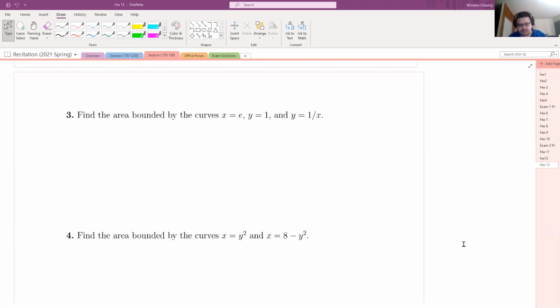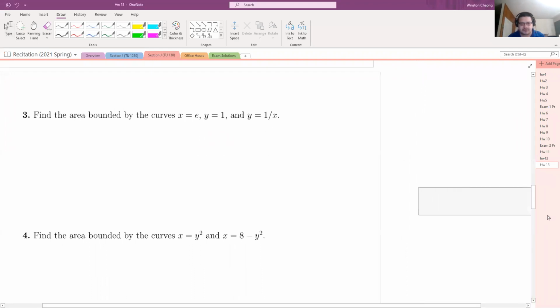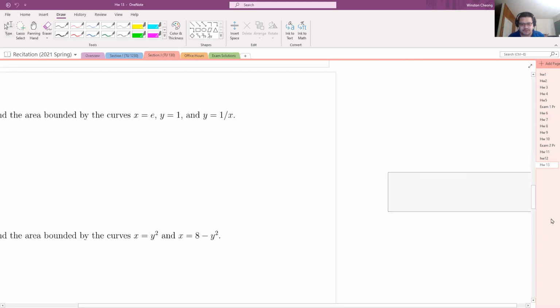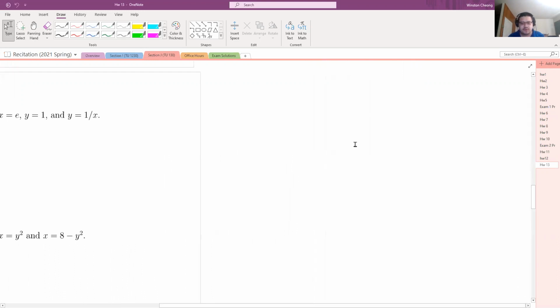Well, so there's two pages for today. The first page is all about this idea of area between curves. So I can at least explain conceptually what this is.